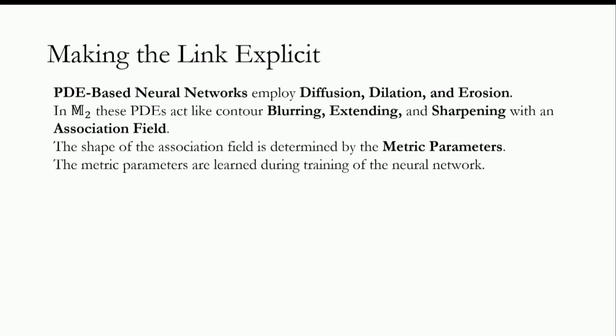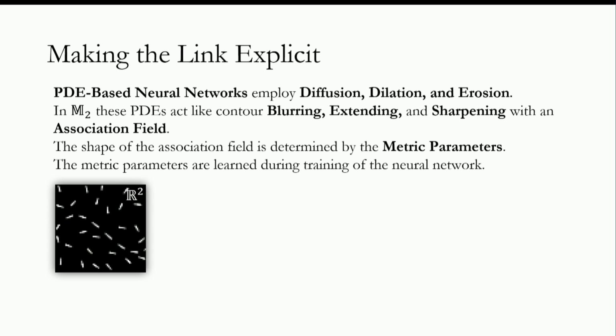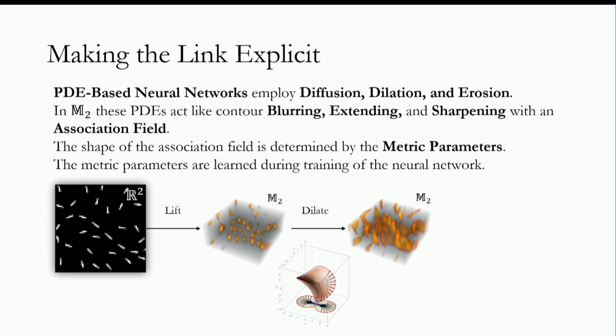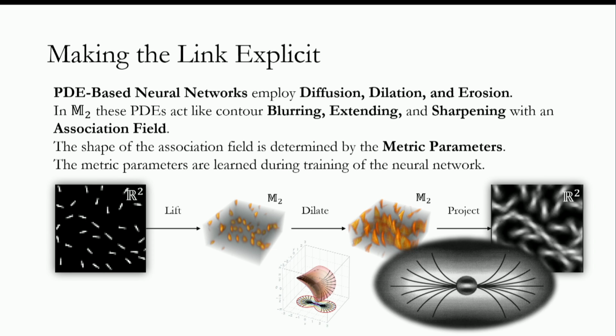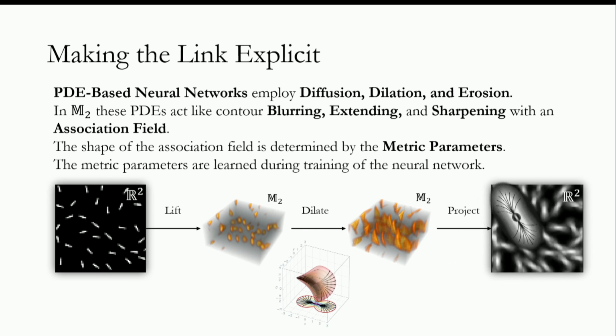Because the association field is directly related to Riemannian spheres, Riemannian distance, Riemannian geodesics, and these determine the effect of the PDEs. The shape of the association field is determined by the metric parameters, and the metric parameters are learned during training. So here I have another example. You have the image, you lift, you dilate with this association field or this metric, and you can project it down again. So remember this association field picture from earlier. You see it right there, and you see it right there. Okay, so that's the link.